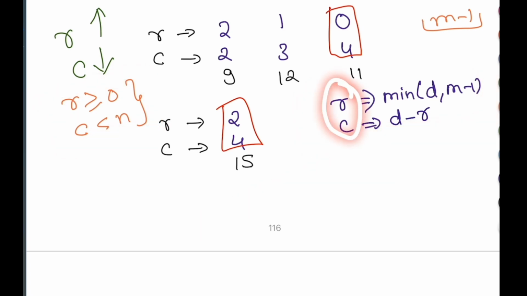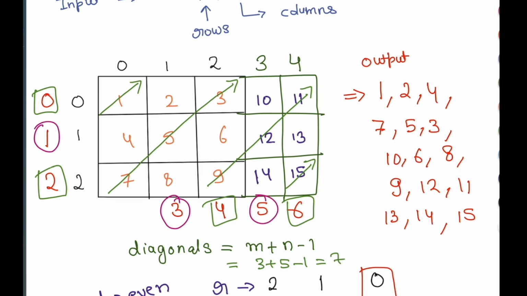So now we have the values of r and c. We can simply access our value at those r and c, basically that particular row and in that particular column. And the moment we access the value, we are going to push it into our result. Our result can actually be an array or a list, right? So this is about the upward direction. For the downward direction, it is going to be just the opposite.